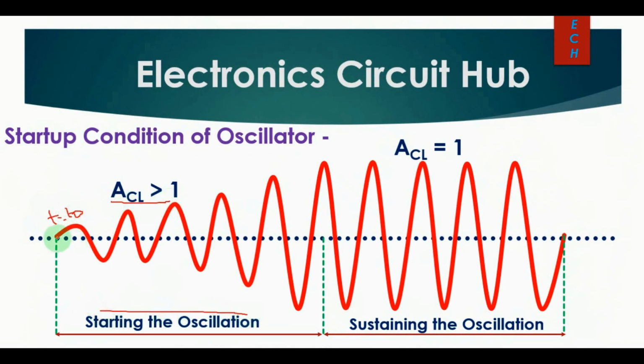So you can see here your oscillator slowly and gradually increases its amplitude. Okay, and after a certain point of time, let's say here, you have got your sustained oscillation. This is the sustaining of the oscillations, and at that point of time your closed loop gain should be 1.